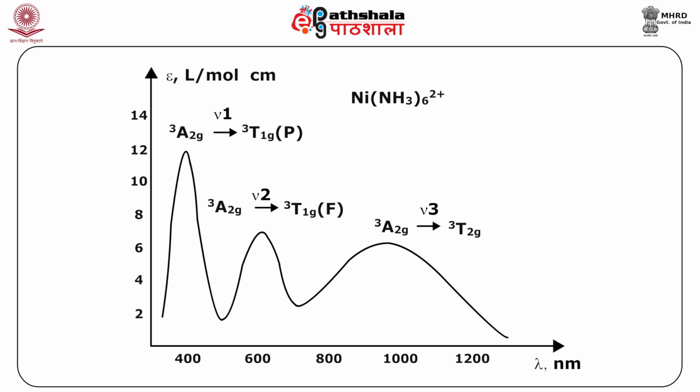Typically, three absorption bands can be observed in the spectrum of these complexes. For example, if we talk about a d8 octahedral nickel complex, we typically observe three bands due to the following transitions, as shown in the figure. The first absorption band is due to triplet A2g transition to triplet T2g. The second band is from triplet A2g to triplet T1g(F). The next transition is from triplet A2g to triplet T1g(P).